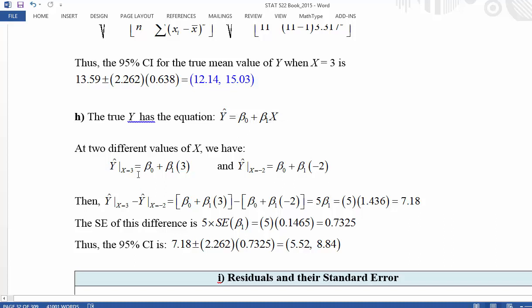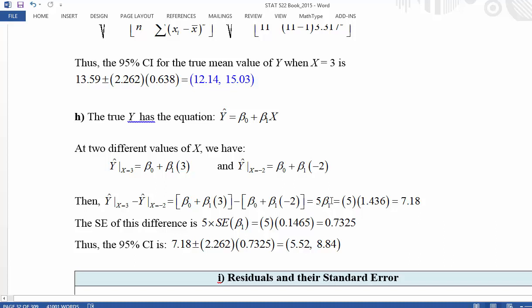So here when x equals 3, we plug it in. Similarly, x equals negative 2, and we're looking for the difference. So we want to subtract the beta naught plus beta 1 times 3, which is when x equals 3, minus beta naught plus beta 1 times negative 2, which is when x equals negative 2. When you distribute this negative, the beta naughts will cancel out. This will become positive. We have 3 beta 1 plus 2 beta 1, and we have 5 beta 1.